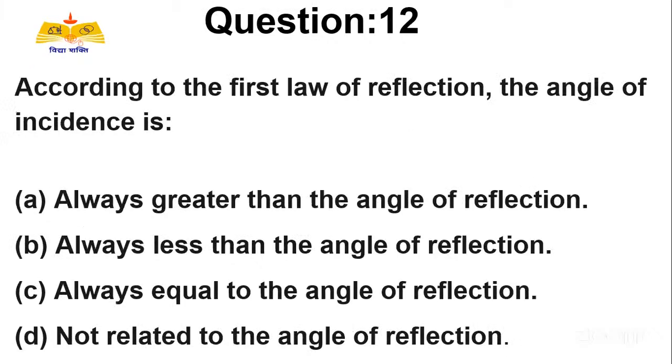According to the first law of reflection, the angle of incidence is A. Always greater than the angle of reflection. B. Always less than the angle of reflection. C. Always equal to the angle of reflection. D. Not related to the angle of reflection. Which of these are right? Come on, take your time, read the question, understand, and then shade the bubble. Let me know if you want me to read it again.